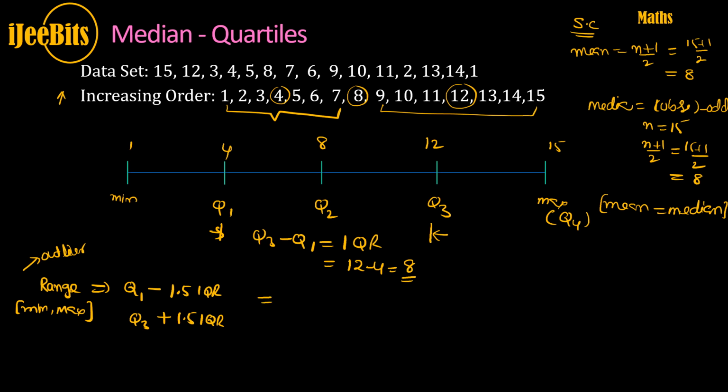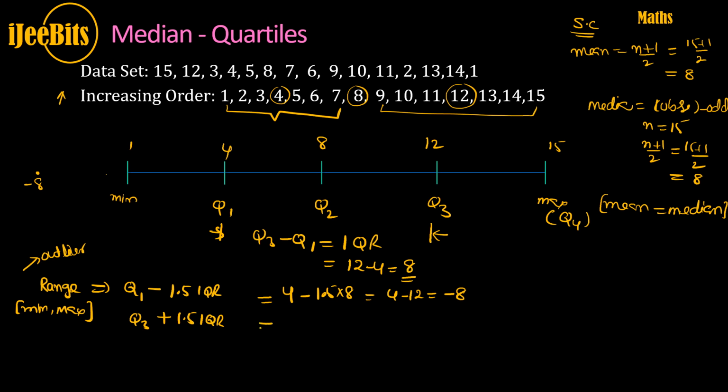Look at this one. What is the Q1 here? Q1 is 4 minus 1.5 times 8. Right, so 4 minus 12 equals minus 8. Minus 8 would be how much? The given min value is 1, so this value is probably somewhere else here. Hence we can consider this our min, because there is no observation outside of the min value to the left. So we are good.